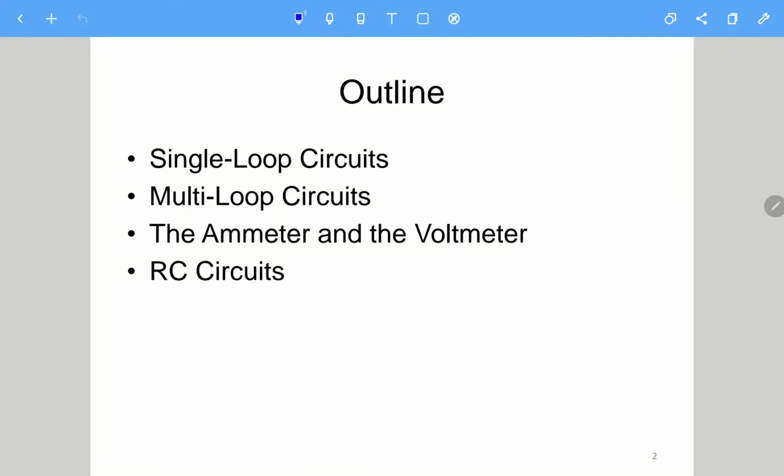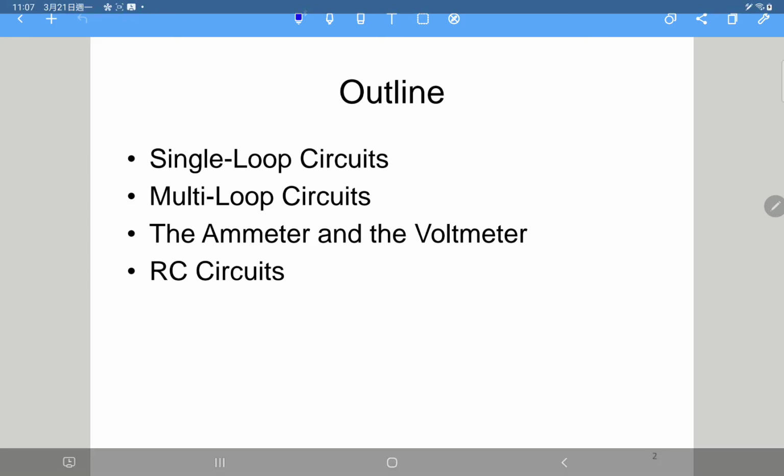So this is the outline for chapter 27. We will talk about the single loop circuits and then the multi-loop circuits. We'll also talk about the ammeter and the voltmeter. And then finally, we'll talk about something like the RC circuit. Okay, so let's see.